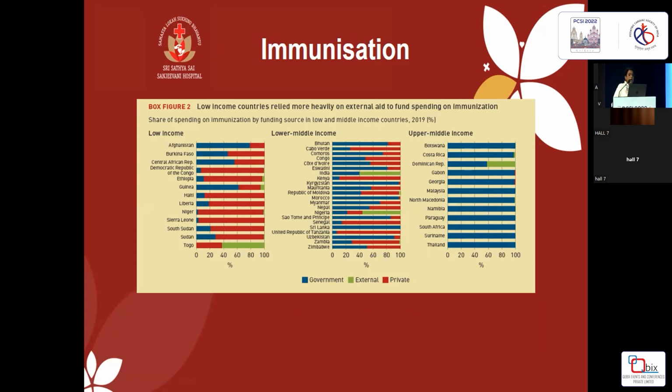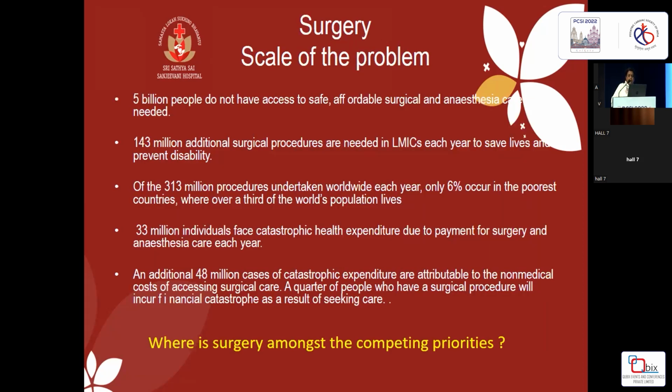And if you see the bar on the left, the low income countries, then you'll see a lot of red bars. And the red bars indicate that the spending is done out of pocket. So even for immunization, in some low income countries, people have to spend out of pocket, basically. So infectious diseases, immunization, primary care, HIV, tuberculosis are all priorities for healthcare spending globally, nationally, and as far as external funding is concerned. Now, where is surgery? Surgery, not just pediatric cardiac surgery.